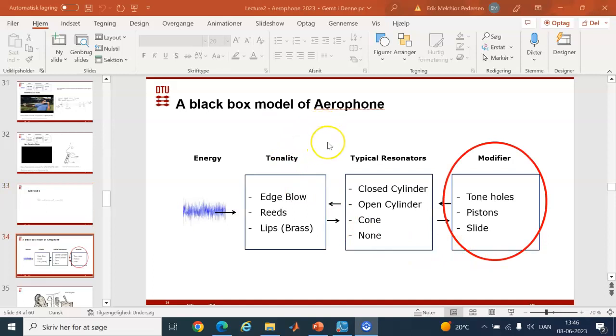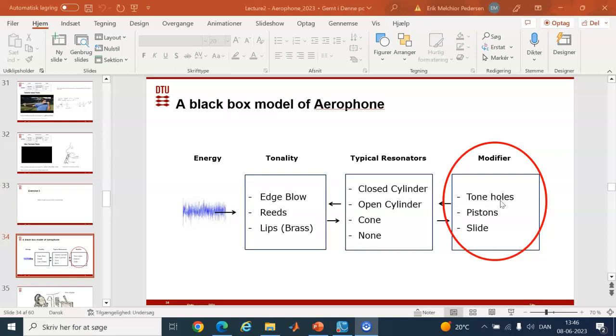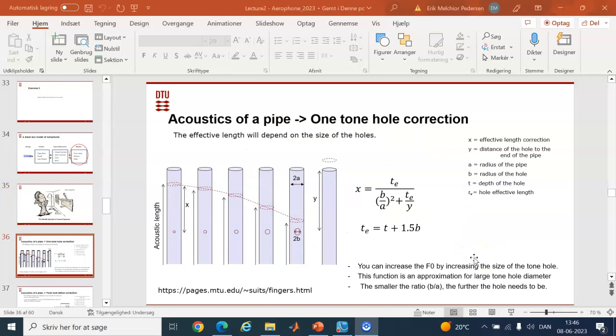Black box model of aerophone. Tonality. Energy comes in: edge, blow, reeds or lips. Typical resonators: closed or open cylinders, cone or none. Tone holes, pistons and slide. Okay, something called the scientific approach to tone hole placements is a little bit complicated for me.